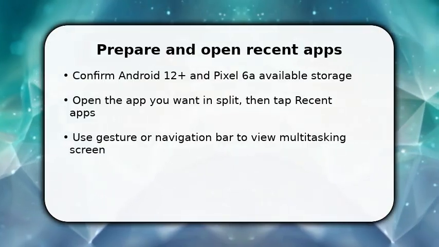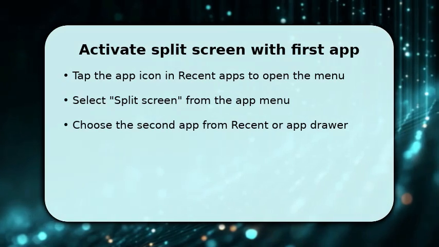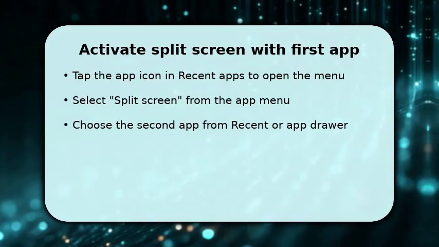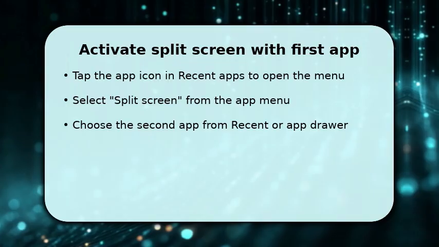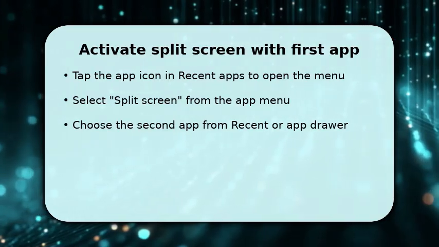You tap the app icon at the top of its card in Recent Apps to open the quick menu, and then select Split Screen. This pins the first app to the top or left depending on orientation. Once selected, Recent stays visible so you can pick the second app, tap it to fill the remaining portion.